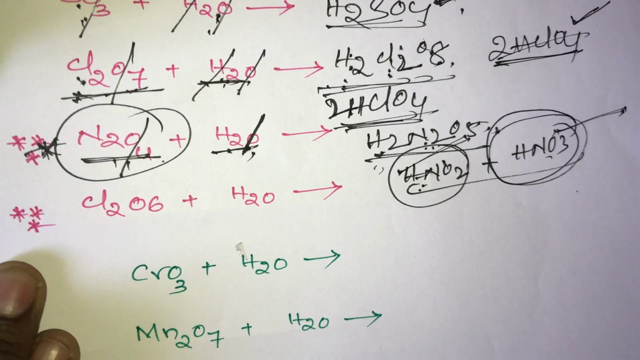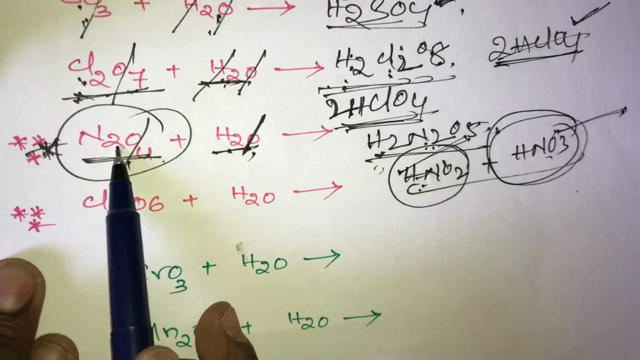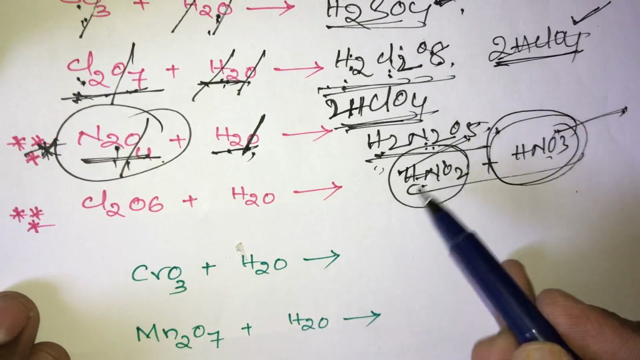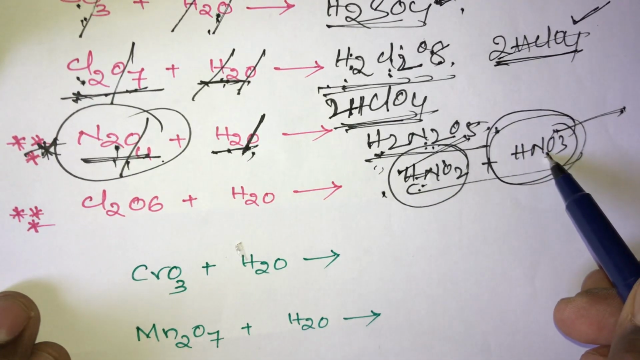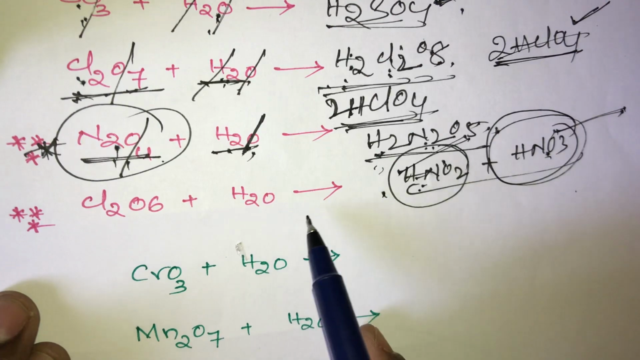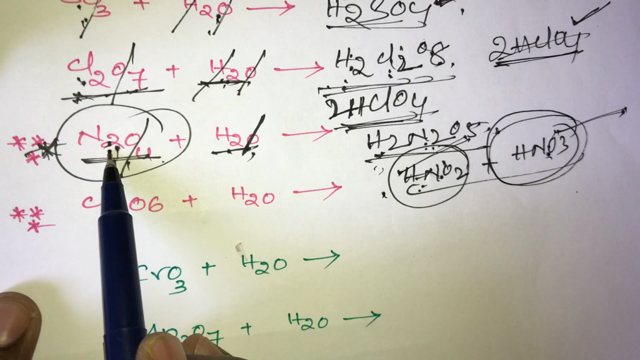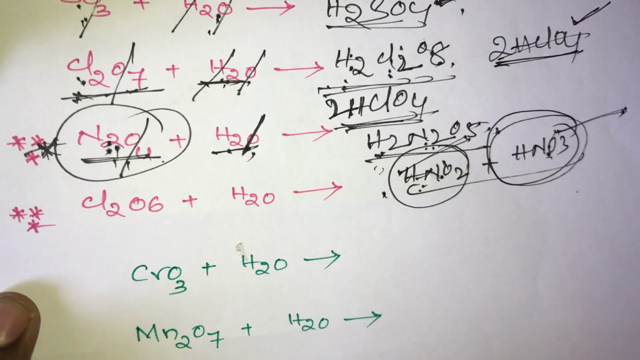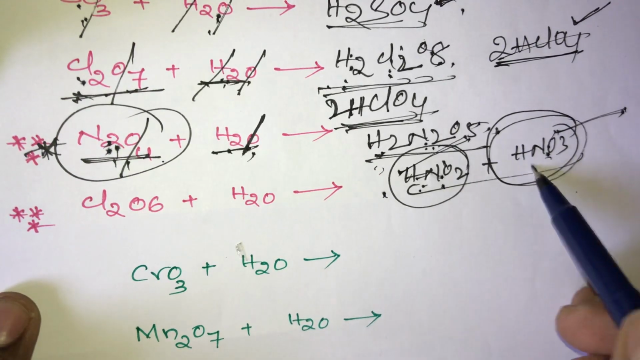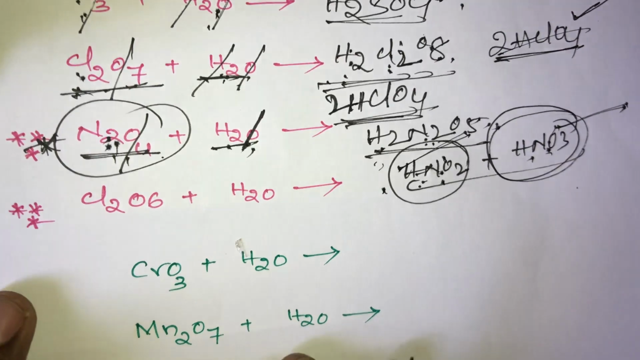N2O4 is the mixed anhydride of HNO2 and HNO3. What is the anhydride of HNO3 and HNO2? That means N2O4. N2O4 is the mixed anhydride of HNO2 and HNO3. It is also very important, students.